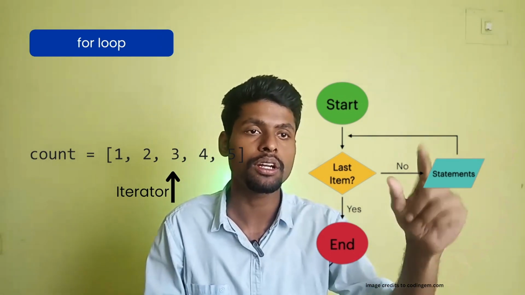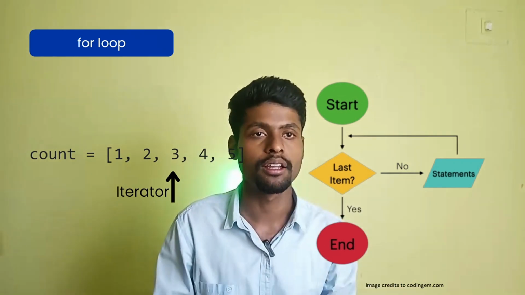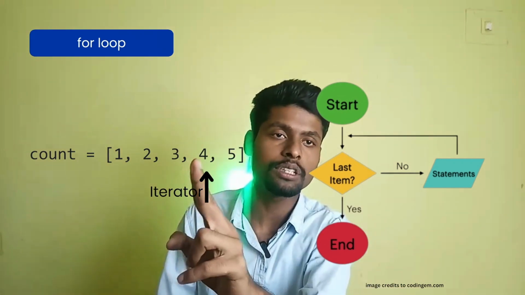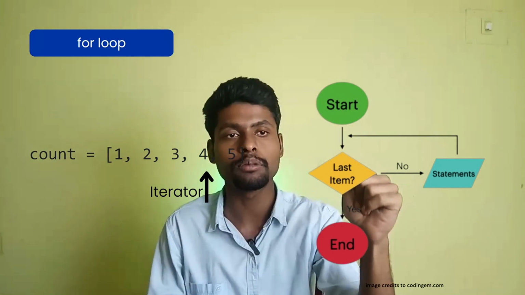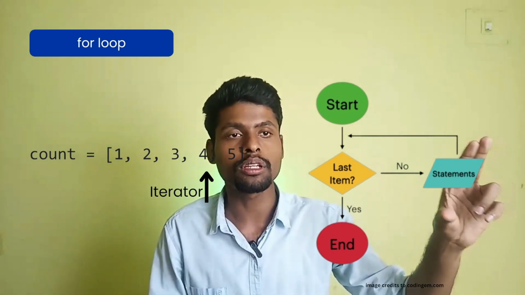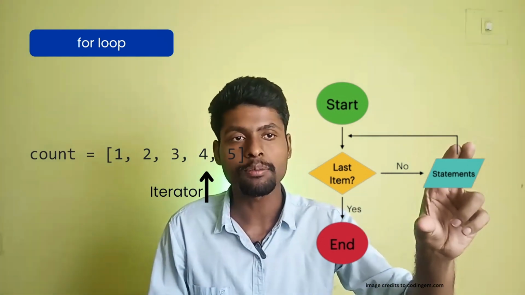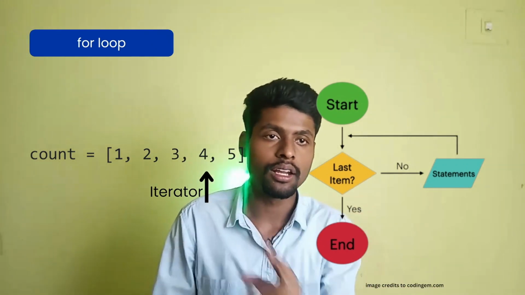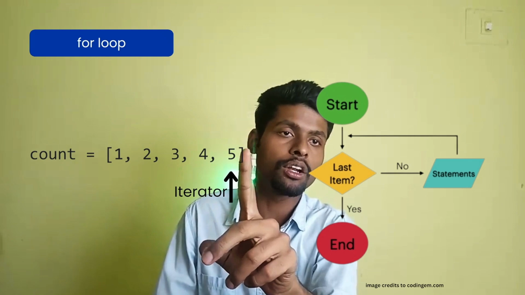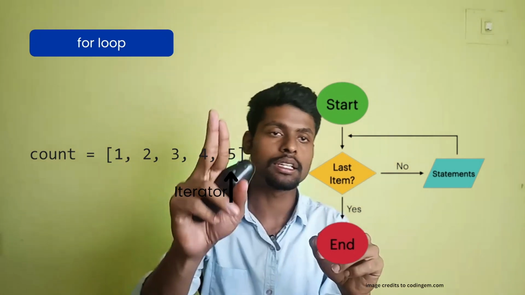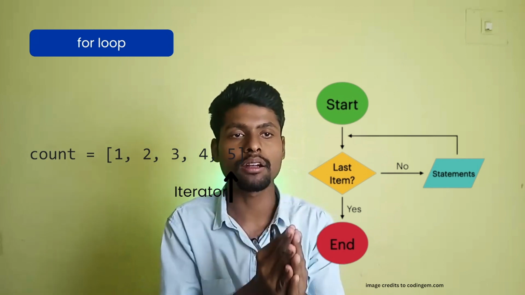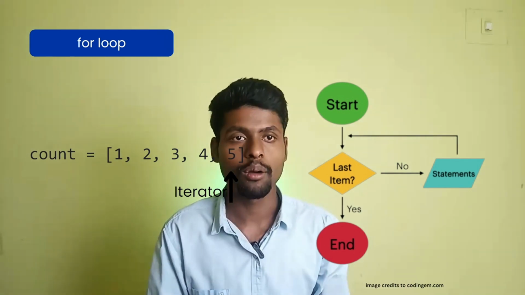Once the statement is executed, again it will check my condition, and my iterator moves to the next value. The 4 is not the last item, so for the fourth time my statement will execute. Once it is executed, again it will check the condition, and yes, it is the last item. Once the last item is reached within our iterable data types, my Python interpreter completes its execution. Hope I am clear.